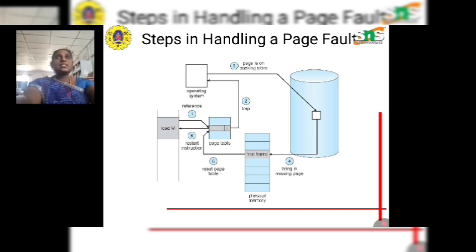The performance issue is that thrashing occurs when the system spends more time swapping pages than executing the process, leading to severe performance degradation. Optimization is how the operating system can manage the memory efficiently to avoid thrashing, such as by using a better page replacement algorithm or adjusting the size of the working set.